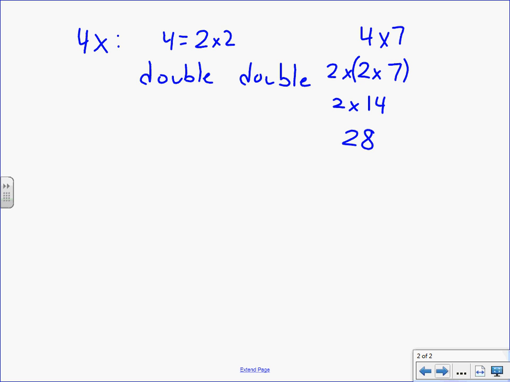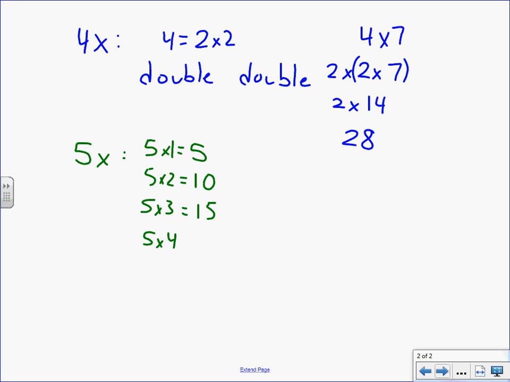When we do the 5, we can use our fingers and count by 5 because we're really good, right? If we count by 5, 5 times 1, that's 5. 5 times 2, that's 10. 5 times 3, that's 15. 5 times 4, that's 20. 5 times 5, that's 25.